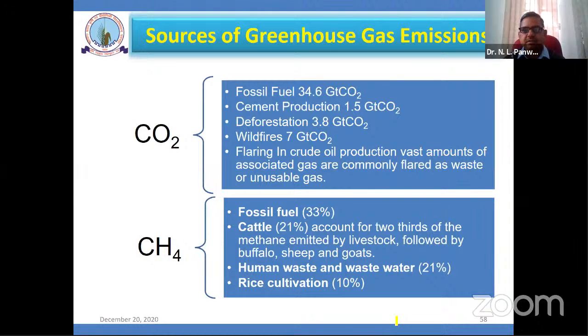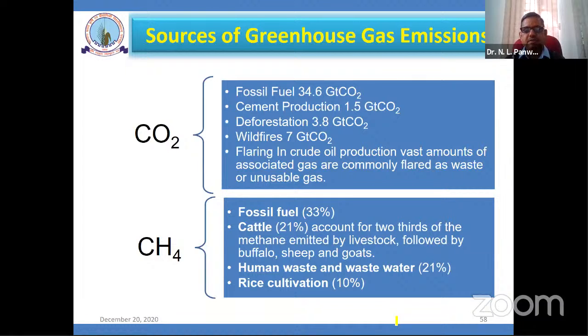The main source of these greenhouse gases, carbon dioxide, is fossil fuels. On an annual basis, it emits 34.6 gigaton of equivalent carbon. Deforestation due to human industrialization and human comforts is generating carbon dioxide. Wildfires, no doubt, release a considerable amount of CO2. And flaring of crude oil in oil refineries or petrol refineries, a vast amount of carbon dioxide is released from unusable gas that is being combusted in the chimney.